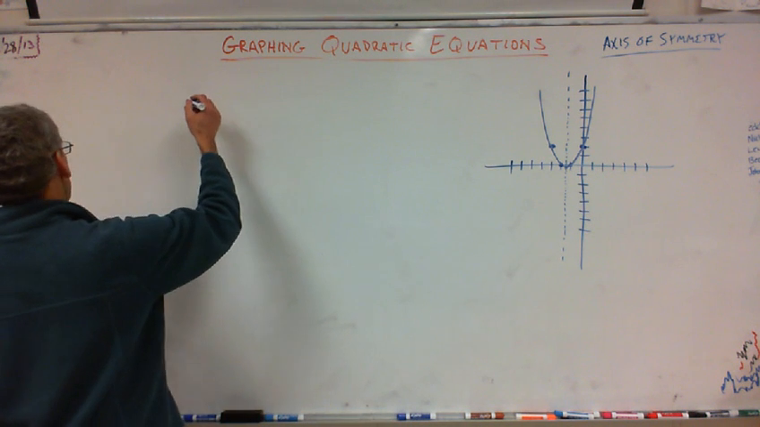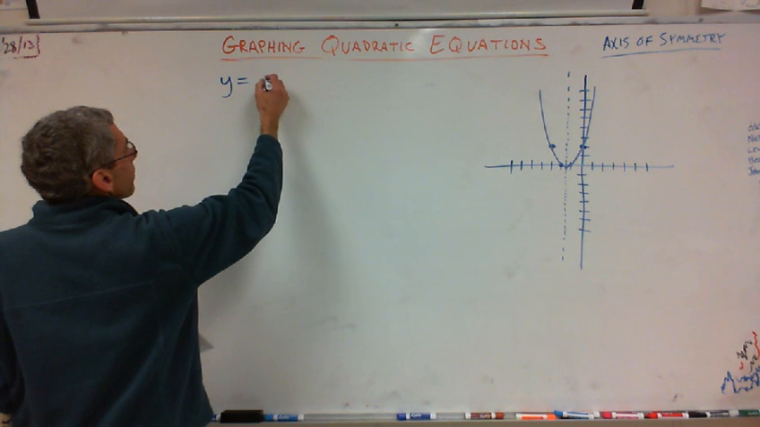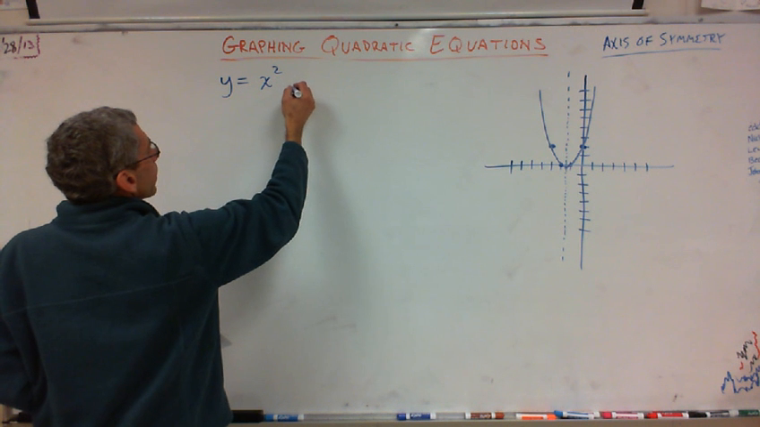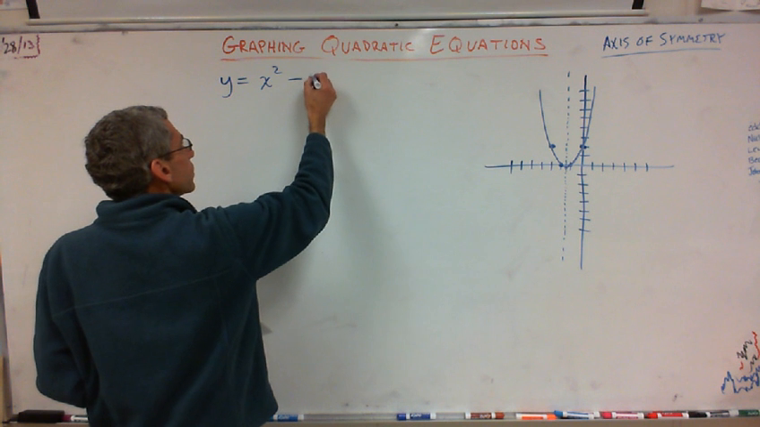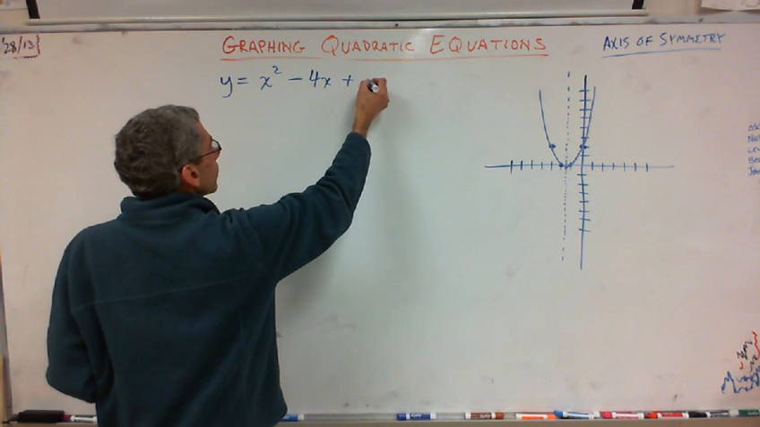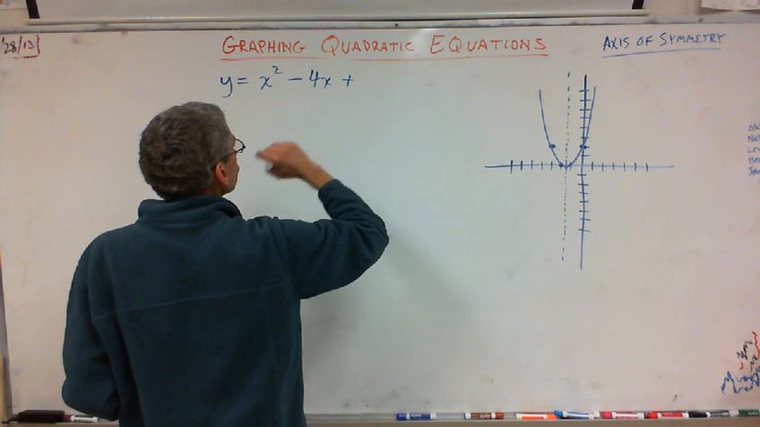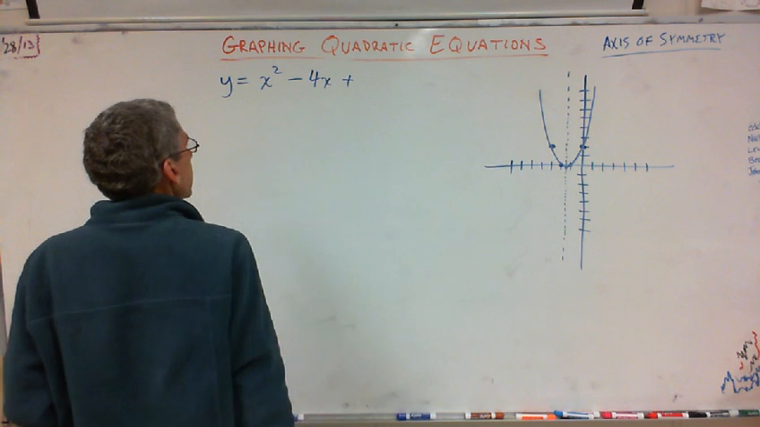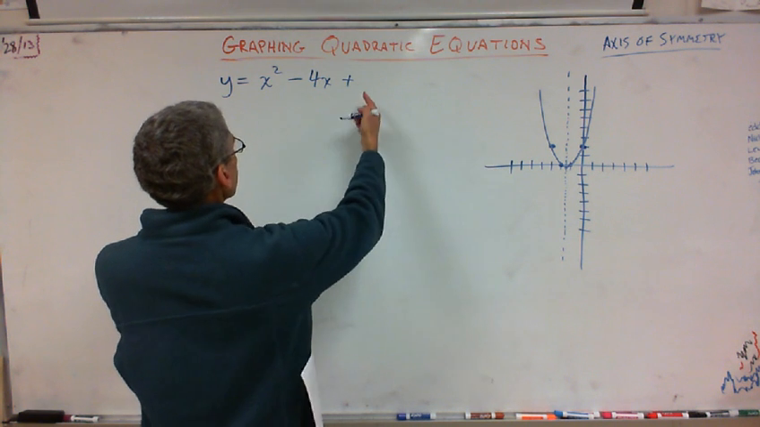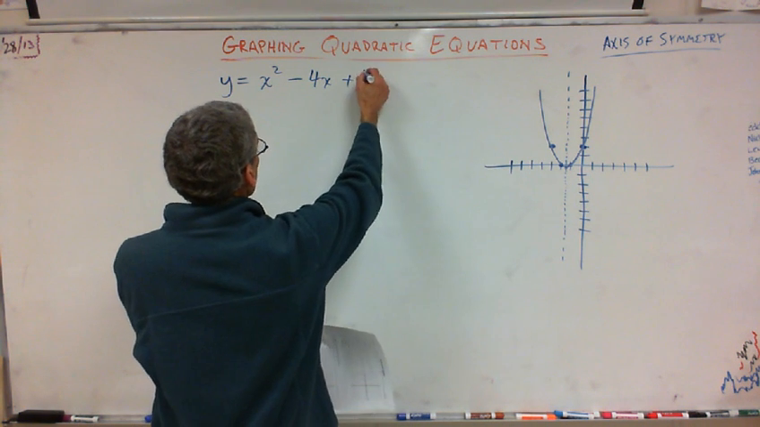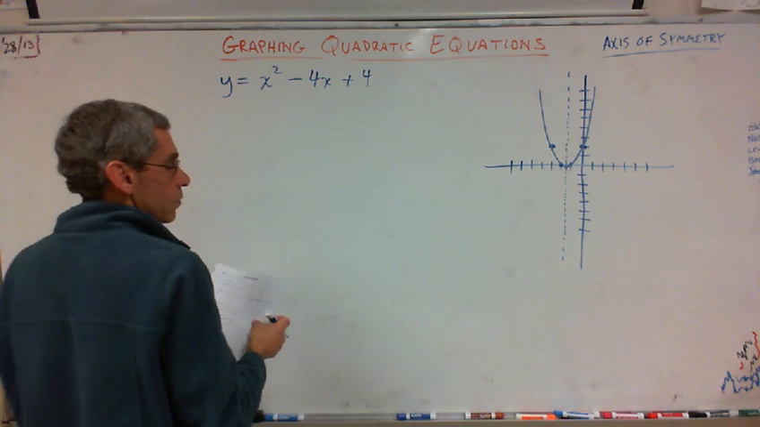All right, so here we go. We're going to graph y is equal to x squared minus 4x plus... I don't know. Maybe I should make one that we can factor. So x squared minus 4x plus what can I do there? Minus 2 and minus 2. Well, plus 4. We could just do that, right? Minus 2 and minus 2. That would work. Okay. So now we're going to do this one.